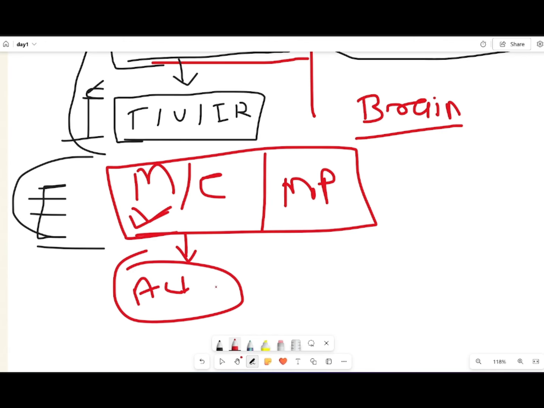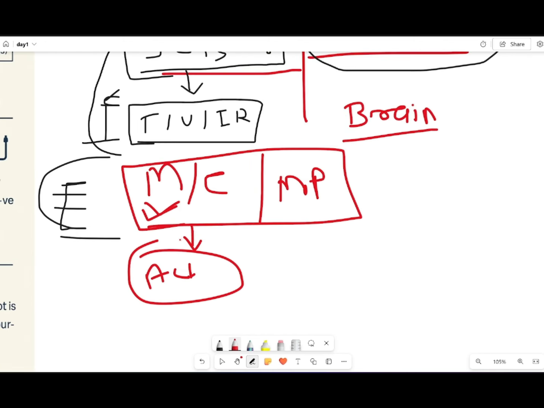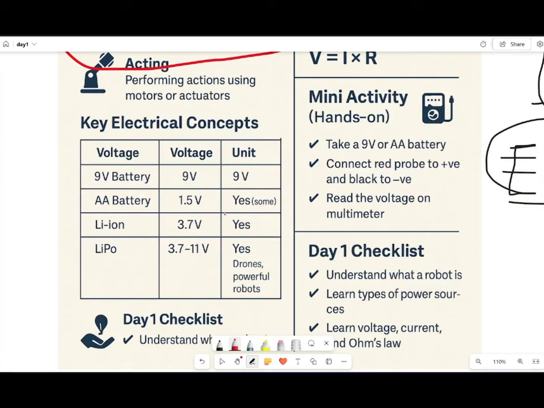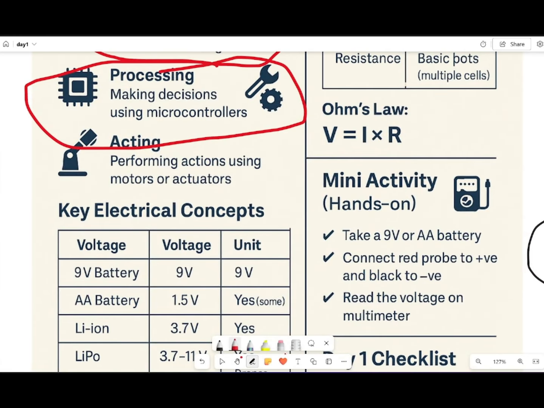In a robot's function, each and everything we program, we set the instructions. Each and everything we set in the microcontroller and microprocessor. It behaves like our brain. Clear? And the last thing, we have the output function, like action.